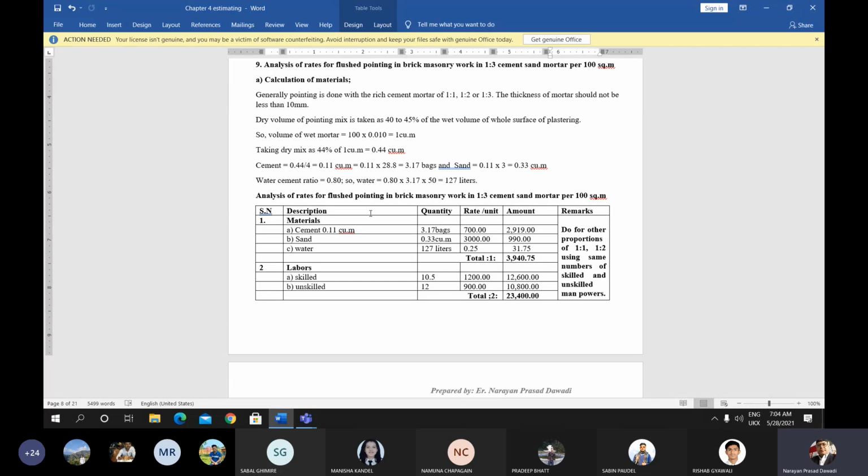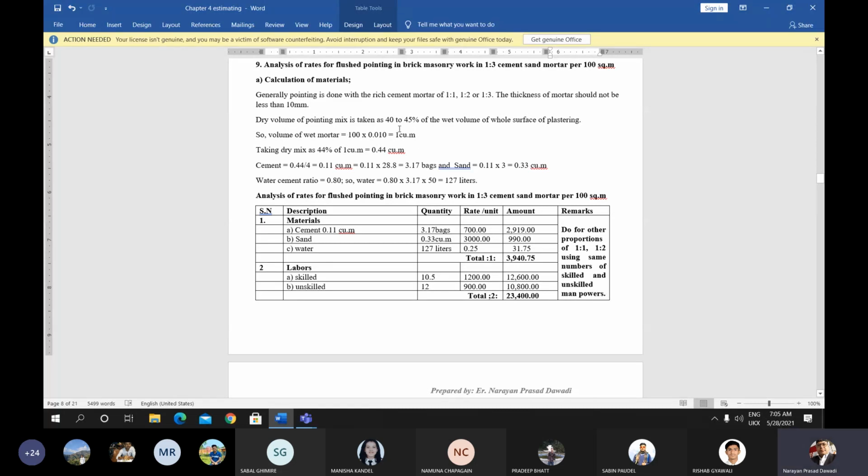Now, calculation of material. Generally, pointing is done with rich cement mortar, that is 1:1, 1:2, and 1:3 proportions. The thickness of pointed mortar should not be less than 10 mm. The dry volume of pointing mix is taken as 40 to 45% of the wet volume of the whole surface of the plastering. So the volume of wet mortar, taking 10 mm thickness, will be: the area is 100 square meter, and the thickness of mortar is considered as 10 mm, which is 10 divided by 1000, giving the value of 0.010.